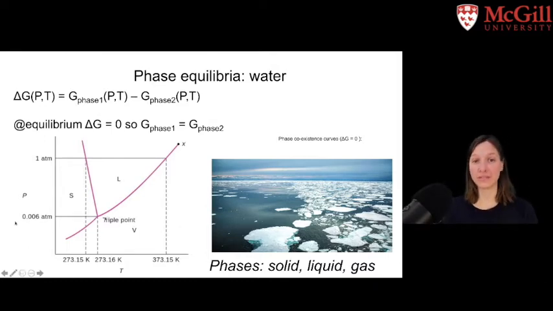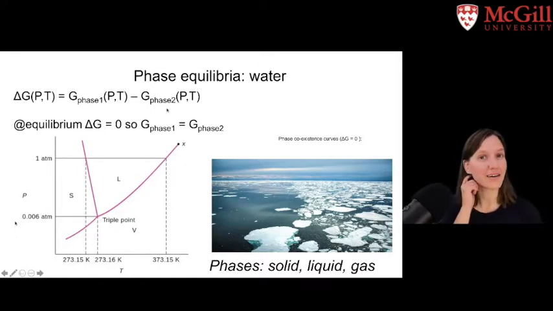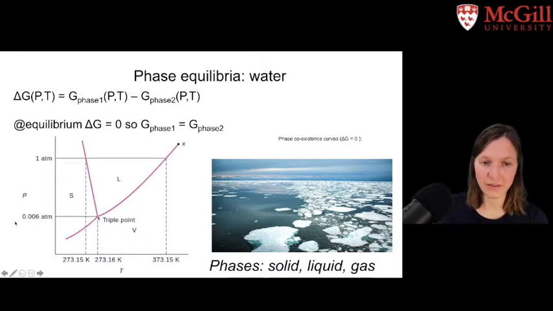So for a triple point, the condition is, of course, the equilibrium between the solid and the liquid, the solid and the gas, and the liquid and the gas. So we have three constraints for the triple point on this phase diagram.